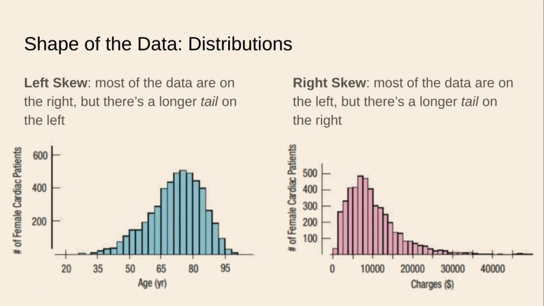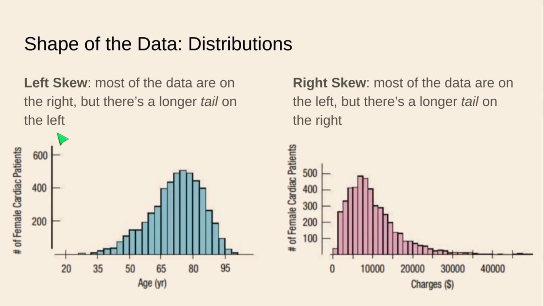Now we're going to talk about the interesting cousins of the unimodal bell-shaped symmetric distribution. All right, these are the odd cousins of that. We have the left skew and the right skew. Now, these are very easily confused because left skew has most of the data on the right, and right skew has most of the data on the left. What gives? Well, we get the name left skew because, admittedly, most of the data are on the right, but here's where the name comes in. There is a longer tail on the left, all right?